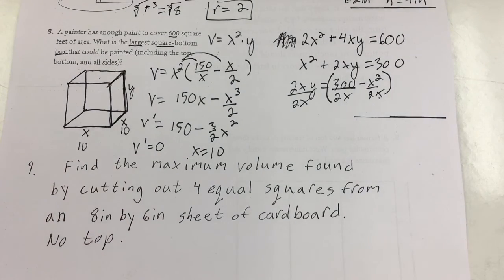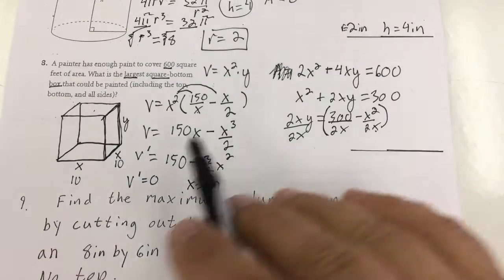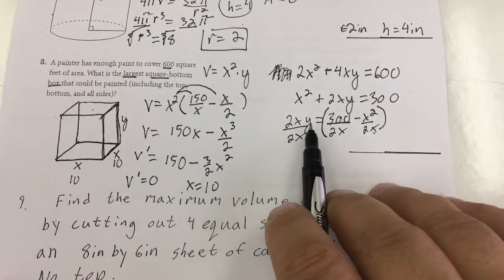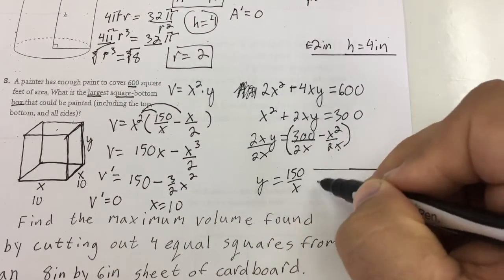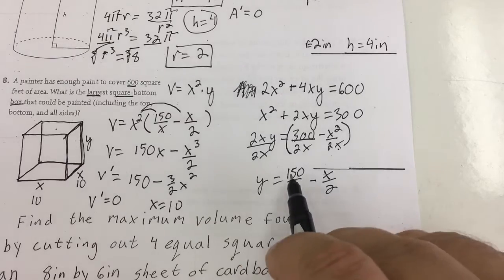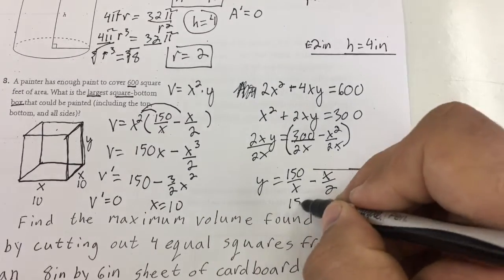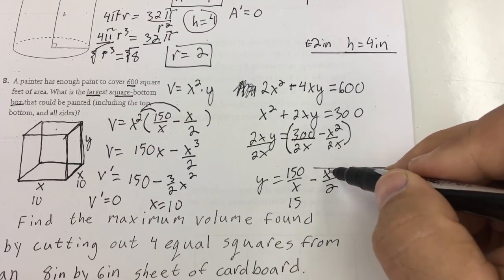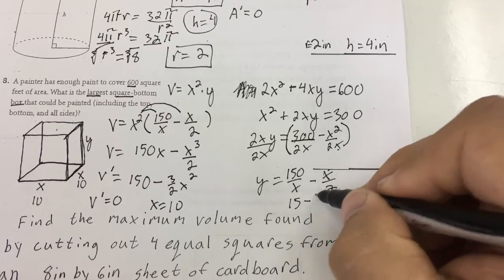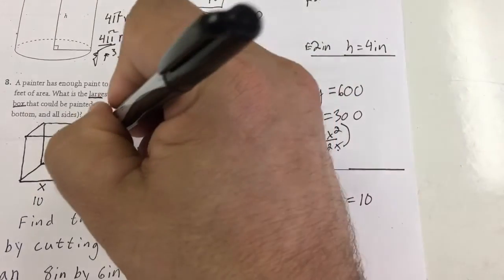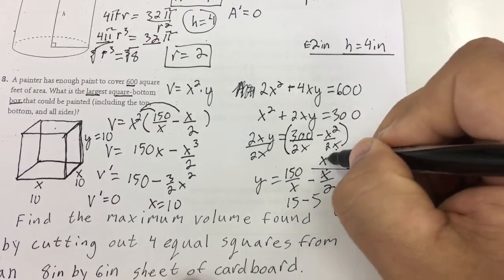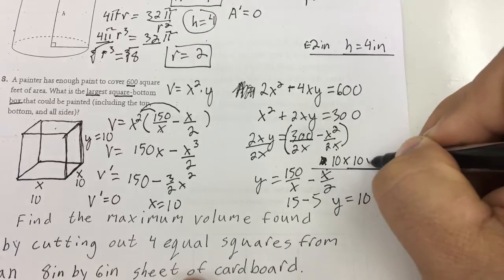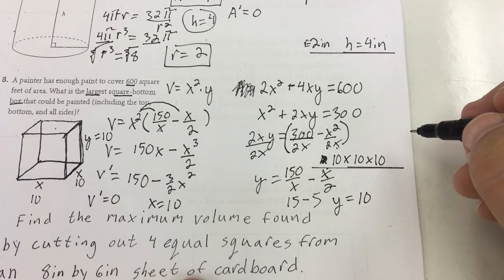Now I need to figure out what the y value will be. So I want to find somewhere where I can solve for the y value. And I think I have it up here. Notice, before I had y equals 150 over x minus x over 2. And I'm going to plug 10 in. 150 over 10 is 15. And then 10 over 2 is 5. So my y value is going to equal 10 as well. So the largest square bottom box will have dimensions that are 10 by 10 by 10 feet.